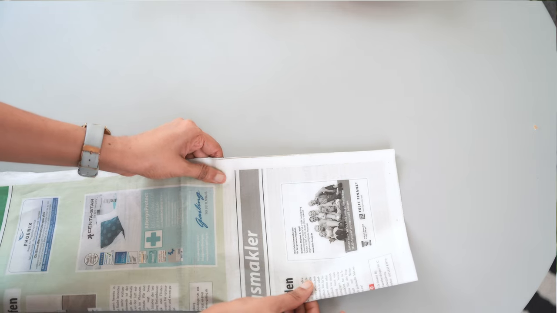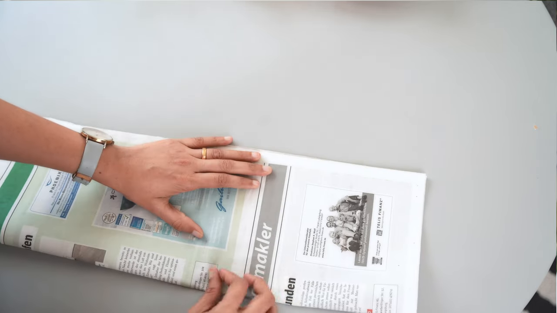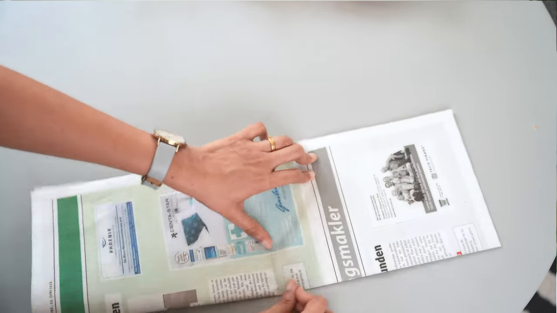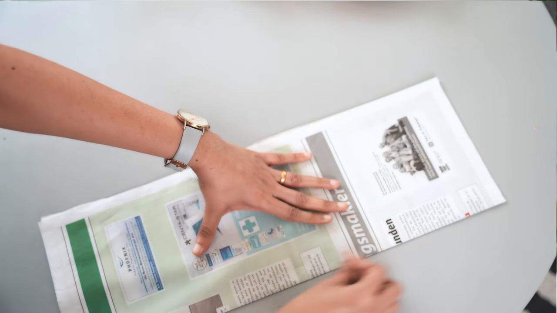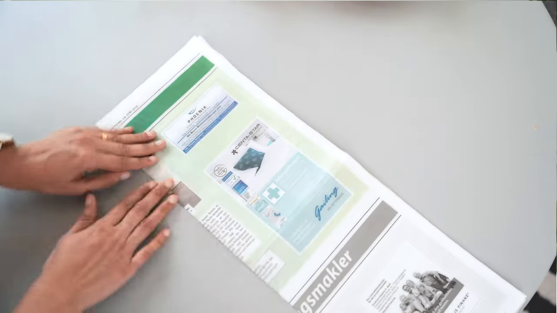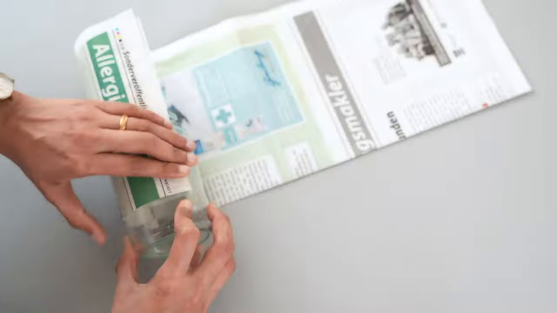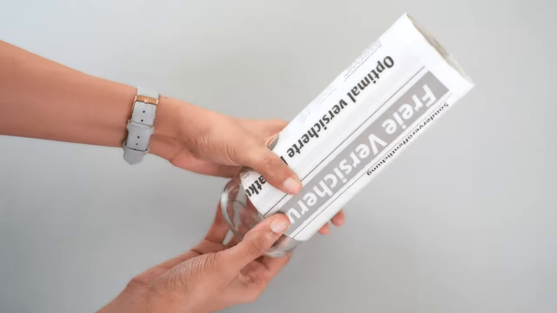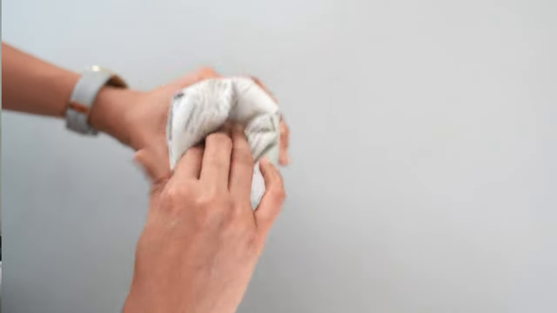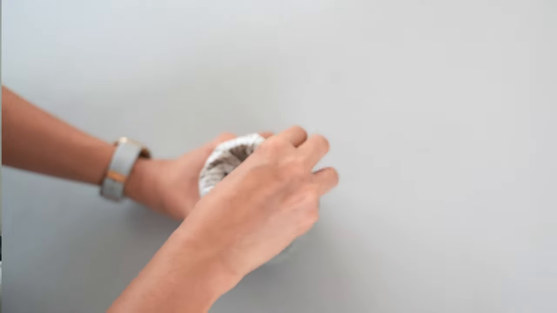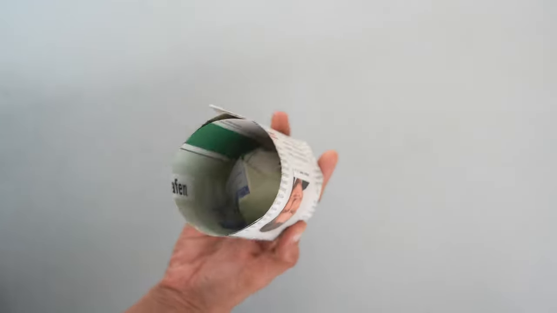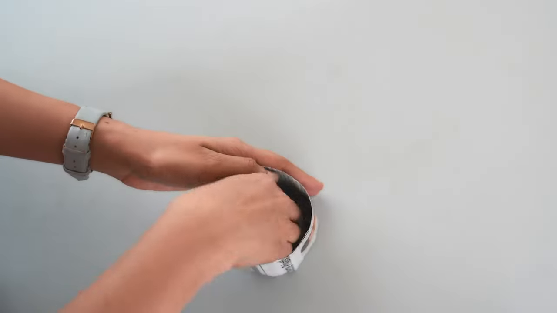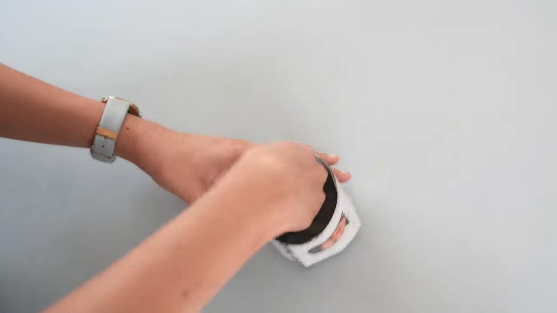For the first one, you'll need a glass bottle to help you get that container shape. Fold the newspaper in half along the longer side and roll it over a glass bottle. Now just crumple the excess of paper into the bottle and remove the paper from the bottle. We can squish back the excess of paper inside the container.